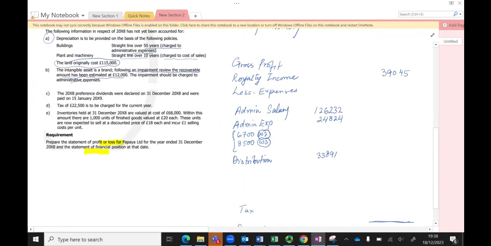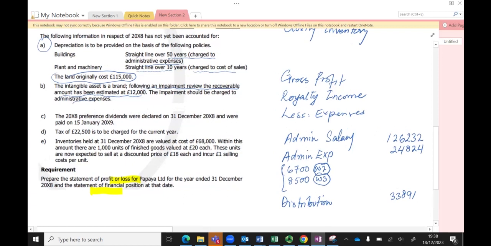Impairment is actually a drop in the value of the asset, intangible assets. C. So we have done A and B. C is in 2008, preference dividends were declared on 31st of December 2008 and were paid on 15th of January 2009. So you can see that the preference dividend has been declared at the year end. It does not matter when it was paid, as long as it has been declared at the year end. That means it is an expense for the year 2008.